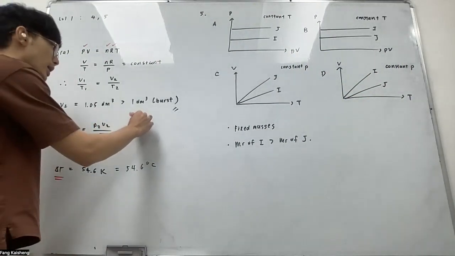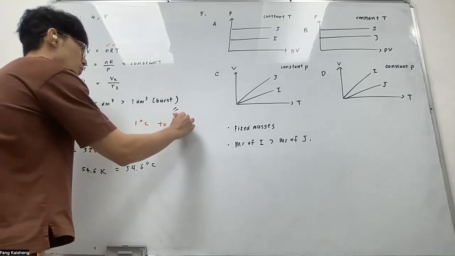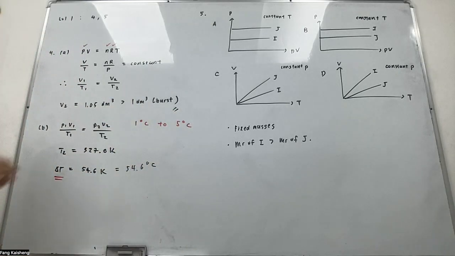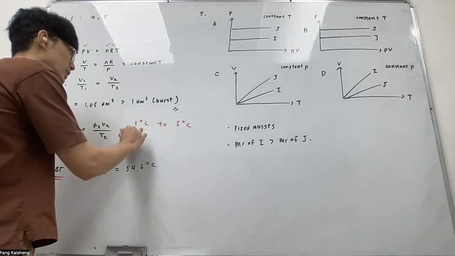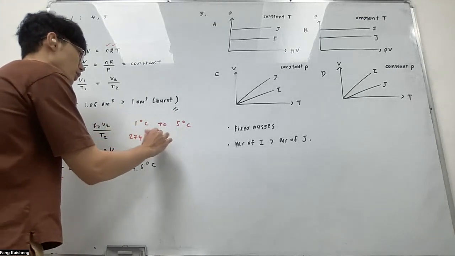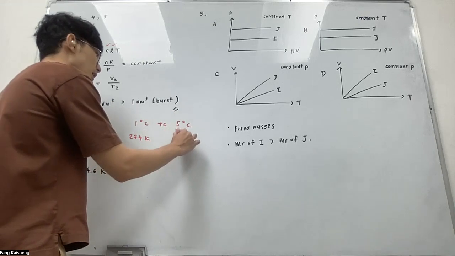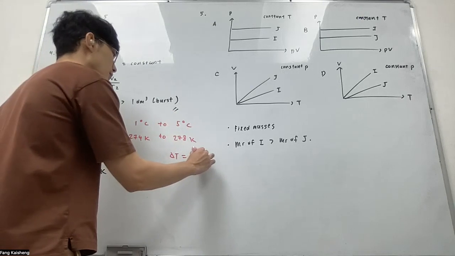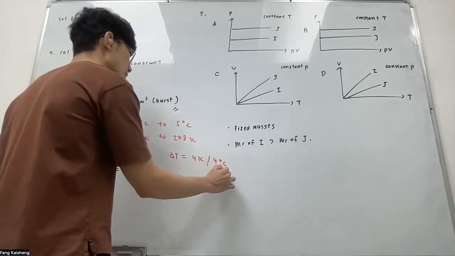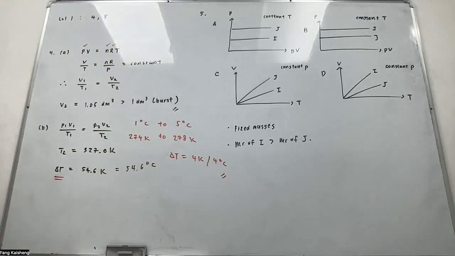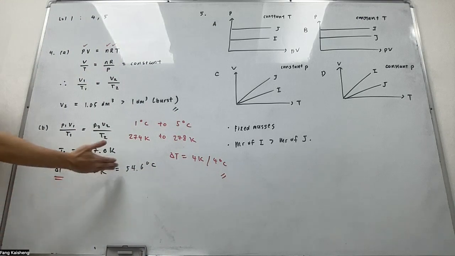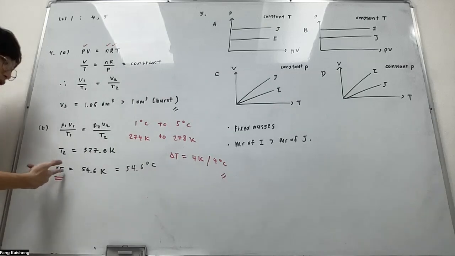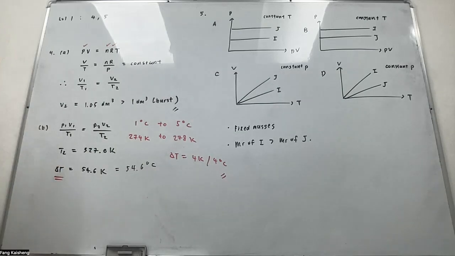Very simple example is 1 degree Celsius to 5 degrees Celsius is a change of 4 degrees. But even if you convert each degree Celsius to Kelvin, so this is 274 Kelvin, this is 278 Kelvin, you notice both of them, right? The change in temperature is 4 Kelvin or 4 degrees Celsius. The same. So take note of that from now on. If they ask you to express it in degrees Celsius, don't suddenly go and convert by minusing 273 because this is a change in temperature.